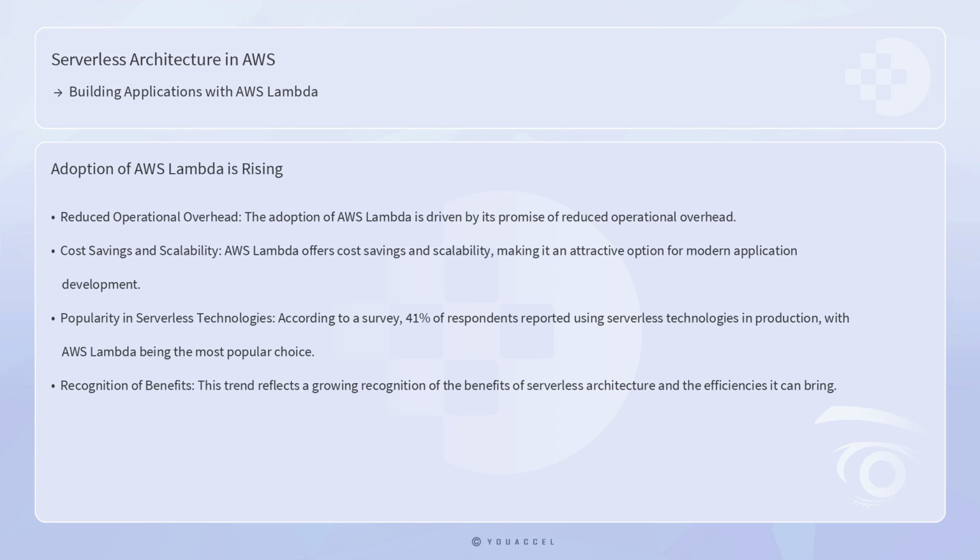The adoption of AWS Lambda is on the rise, driven by its promise of reduced operational overhead, cost savings, and scalability. According to a survey by the Cloud Native Computing Foundation, 41% of respondents reported using serverless technologies in production, with AWS Lambda being the most popular choice. This trend reflects a growing recognition of the benefits of serverless architecture and the efficiencies it can bring to modern application development.